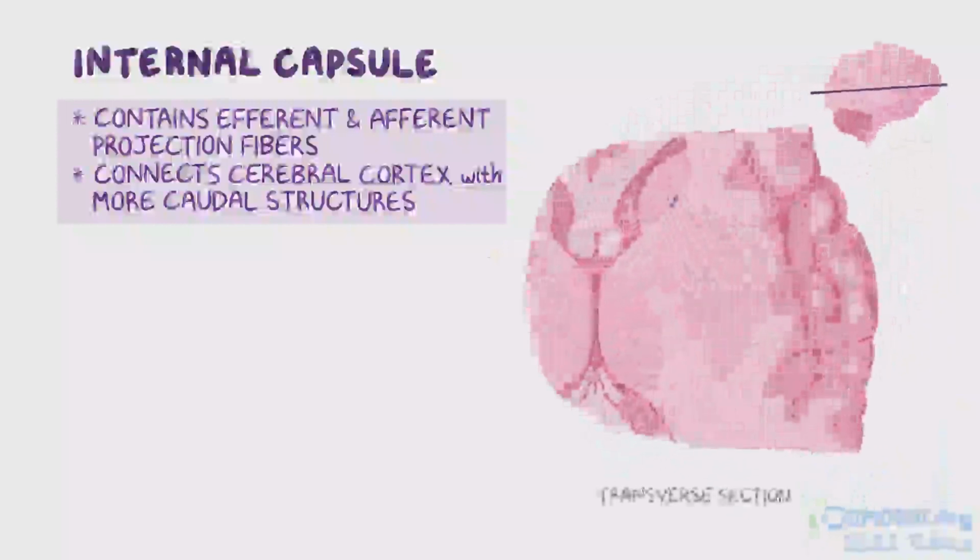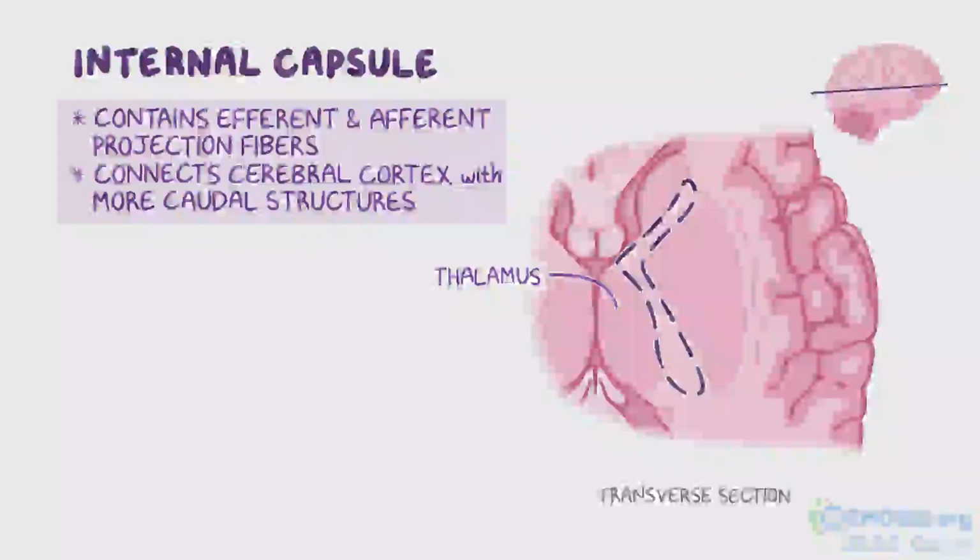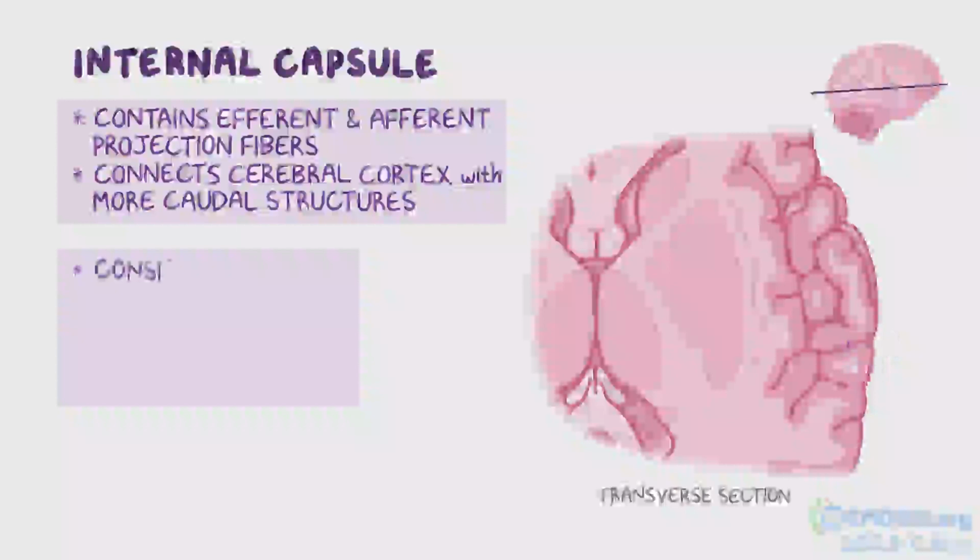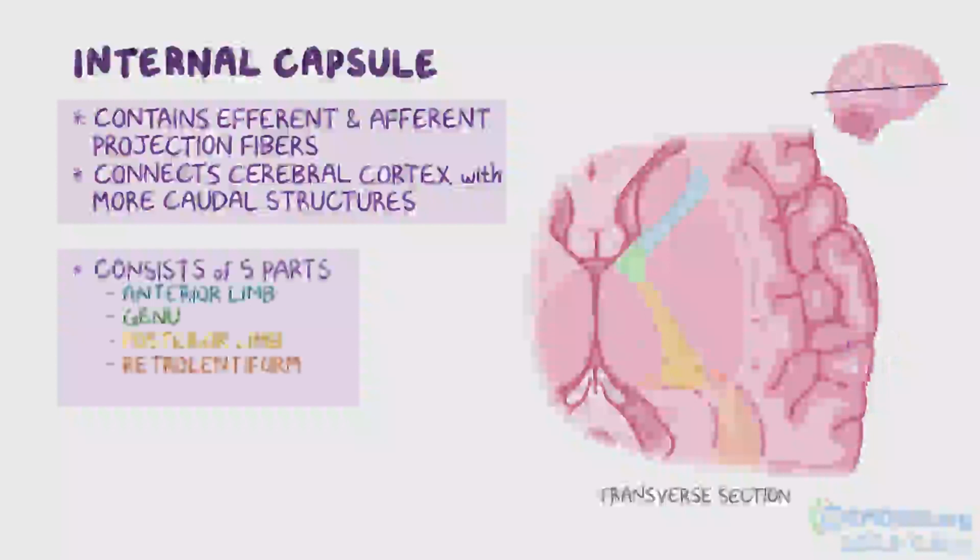As you can see, the internal capsule runs lateral to the thalamus and through the nuclei of the basal ganglia, separating them into the lentiform nucleus laterally and the caudate nucleus medially. The internal capsule has a V shape and consists of 5 parts: the anterior limb, genu, posterior limb, retrolentiform, and sublentiform parts.